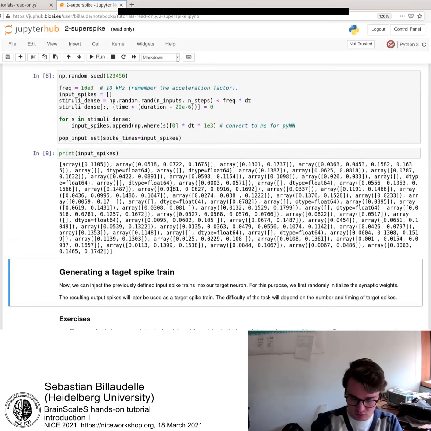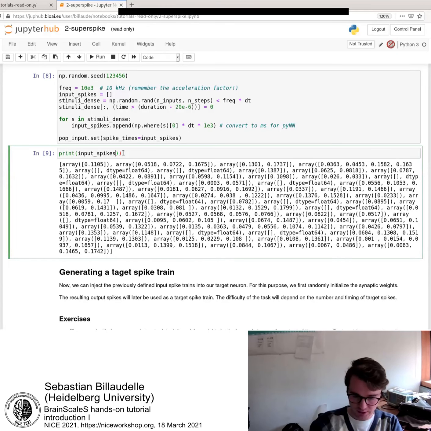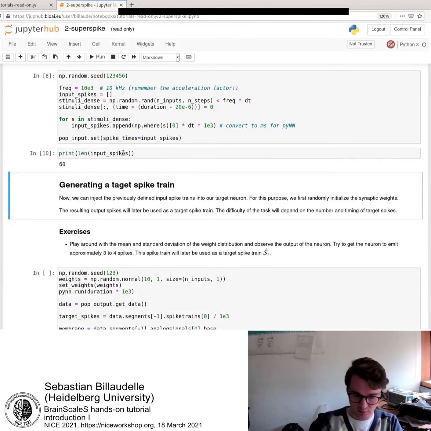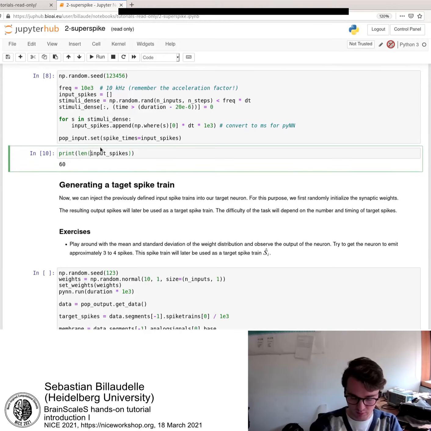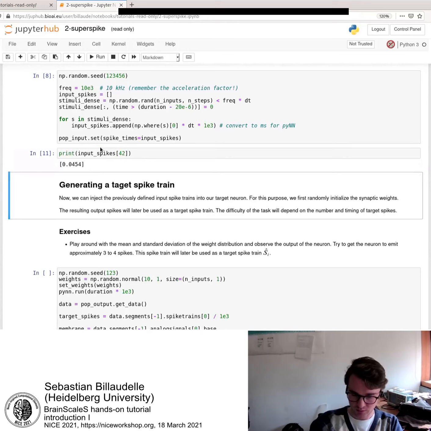So this should be 60 entries long for the 60 spike trains. And if we have a look at one of these spike trains, for example, 42, you see there's one spike for that unit at, this is again in milliseconds, Pine wants milliseconds. This is at 45 microseconds into the experiment. Maybe another one, 2 spikes at 65 microseconds and at 105 microseconds.